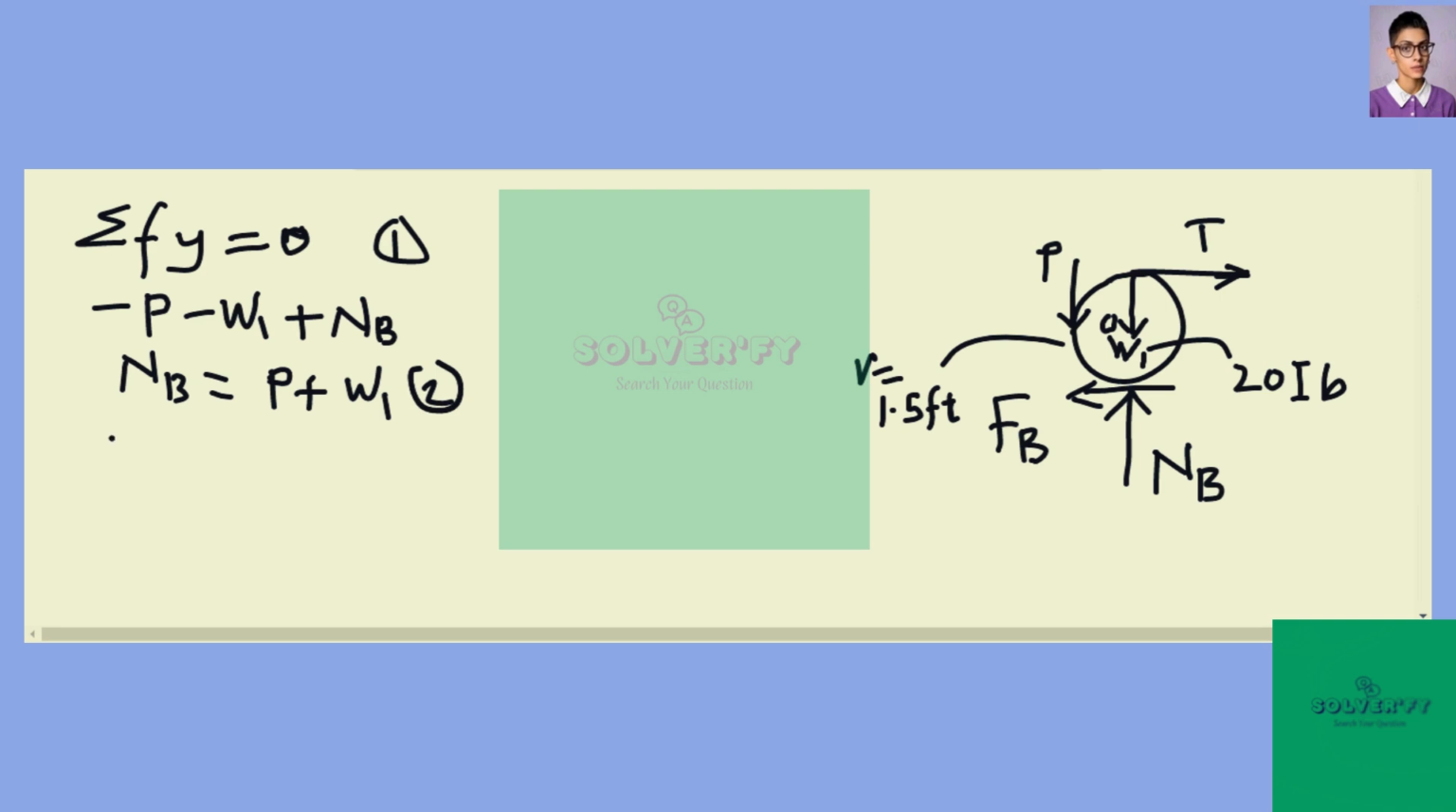Then we'll consider summation of forces along the x-axis. When we do that, we're going to have our T, the tension there, equal to FB. FB is the frictional force at B. You can call this equation 3.